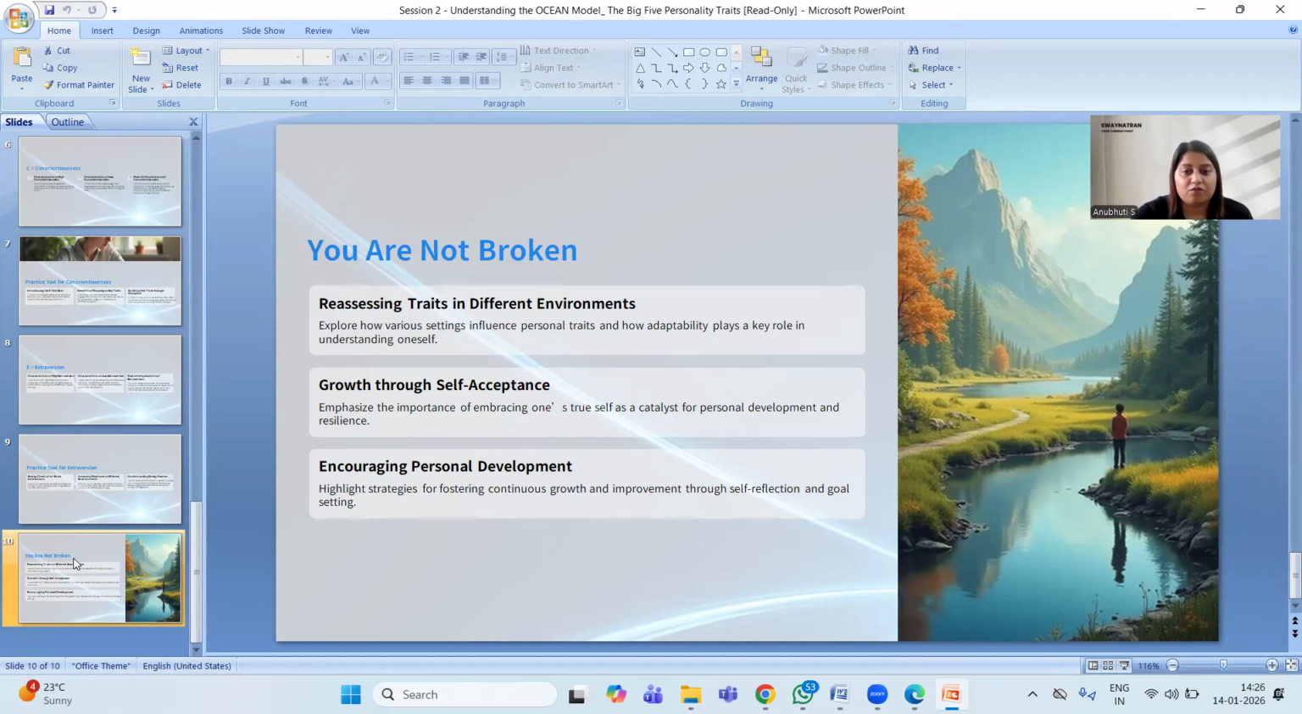So we are completing over here our session of the OCEAN model. Now we'll come back next with another topic and we'll discuss it very soon.